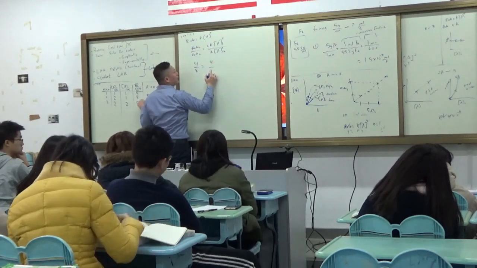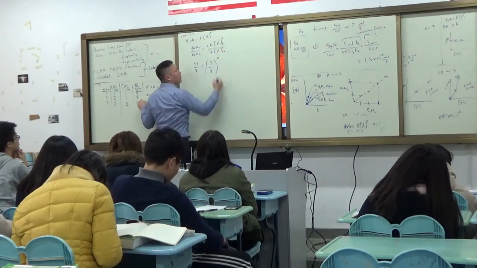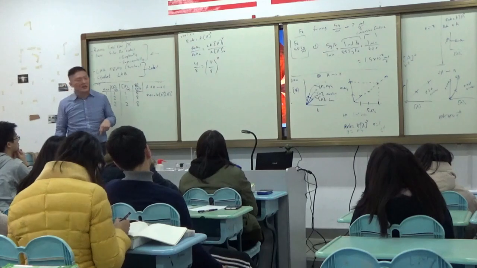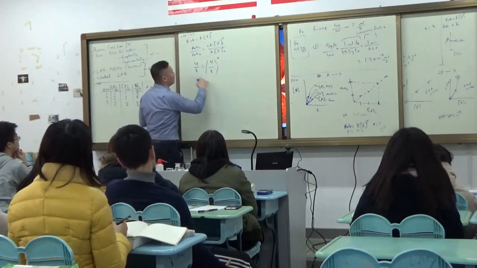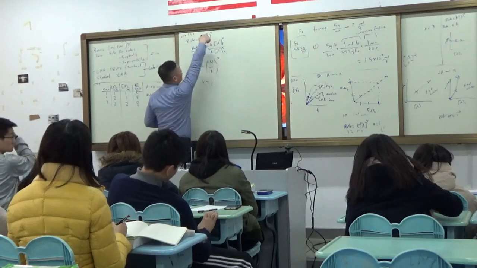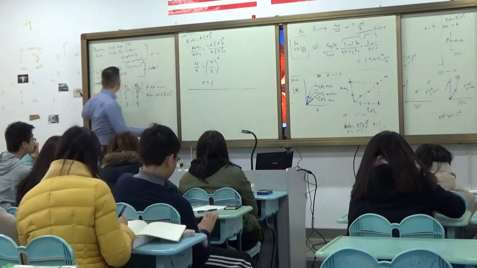Here, 8. Of course, I can take x out. What is x? Angela, what is x? X equals 1. So this is the first order here. We have just found x. Now we can do b.